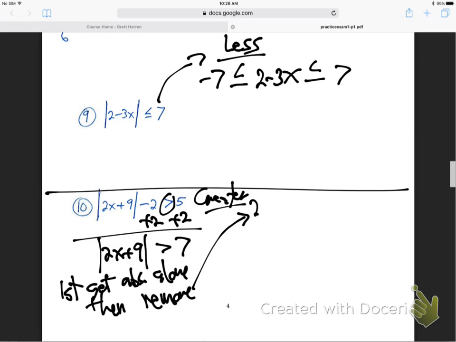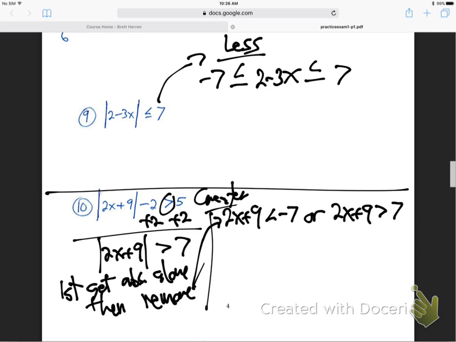What do you do for greater? You're going to have less than -7 or greater than +7. I'm running out of room there. Let me squeeze that in again. So you're going to have, again, two separate statements. Less than -7 or greater than +7. Everybody see that?